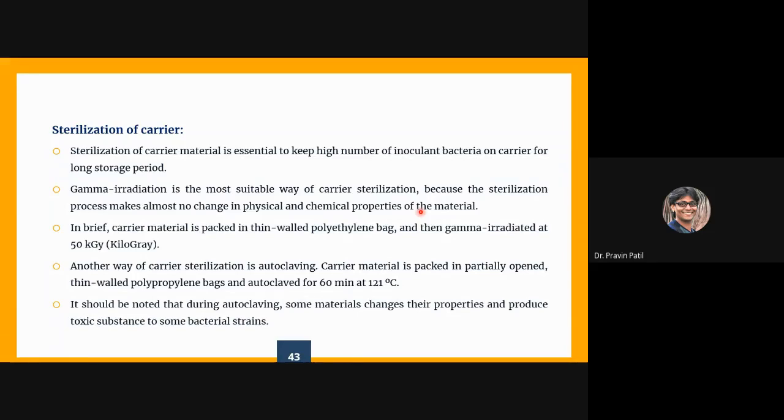And that is why, even though there is an option for autoclaving, we can use gamma irradiation. But however, gamma irradiation exposure cannot be, I won't say cannot be, it is not that feasible at ground level. However, during the production at mass level, we can definitely use this process.